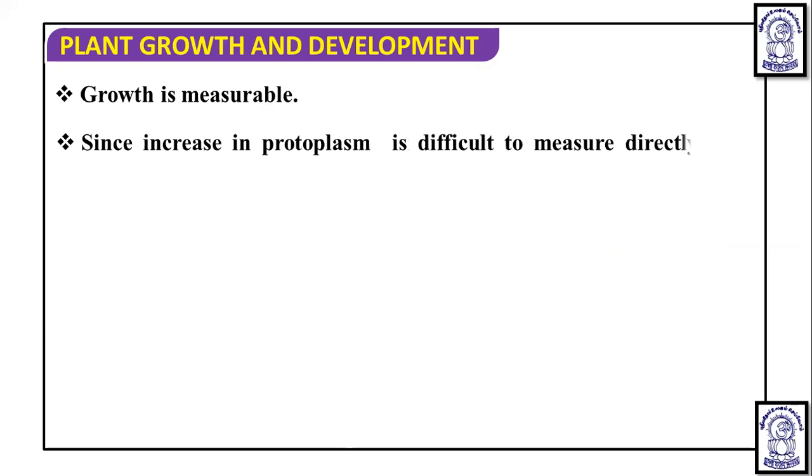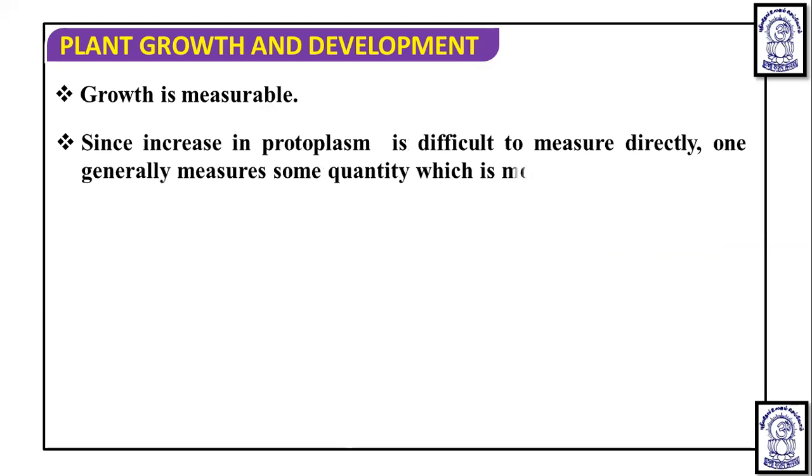And to measure the increase in the protoplasm is difficult to do directly. So, generally we measure some quantities which are more or less proportional to it. We measure those quantities, and these quantities help us to make the growth measurable, or to measure the growth.